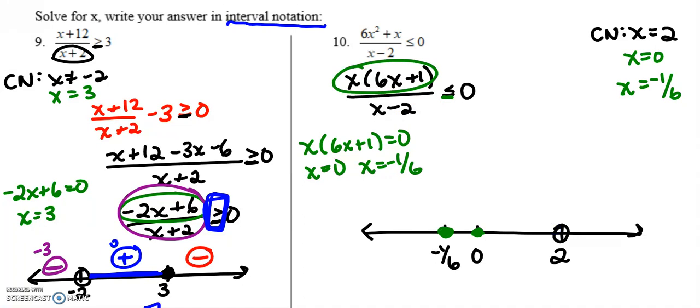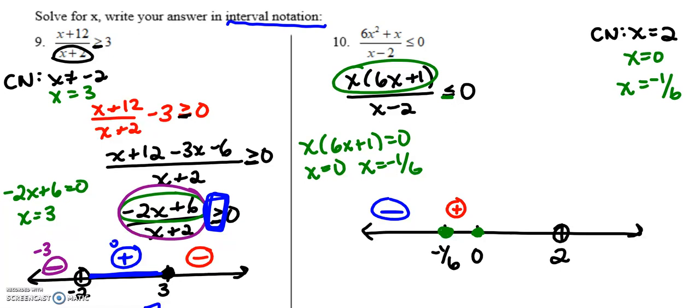Next thing then, I'm going to pick some values. Pick a number less than negative 1/6. We'll go with negative 10. Negative 10 times negative 61 makes positive, but then over a negative, this is going to come out negative. Ooh, a number between 0 and negative 1/6. I'm going to go with negative 1/12. I'm going to do a little math magic in my head, but you could plug it in with your calculator. If you picked negative 1/12, you will end up with a positive interval.